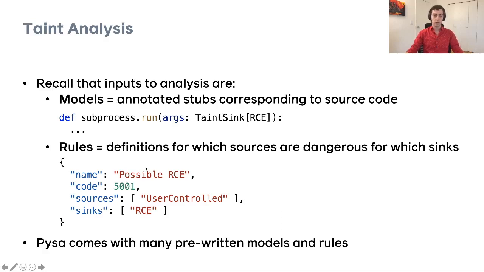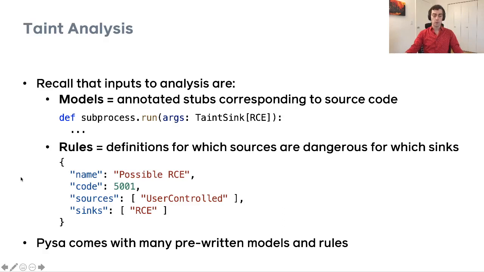Recall that I said the two inputs that we need for Pysa are models and rules. Models are annotated stubs that correspond to your source code. So whatever you write in a model has to look pretty similar to what your source code looks like. Rules are the definitions for which sources we care about reaching which sinks, plus some additional data like a human readable name and a unique code to identify it.